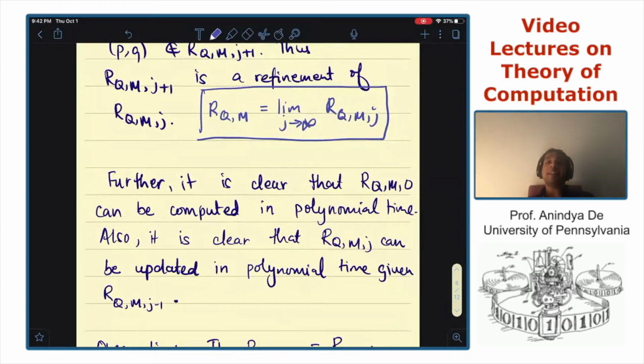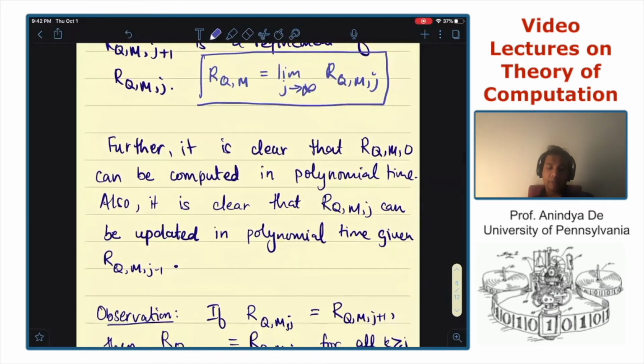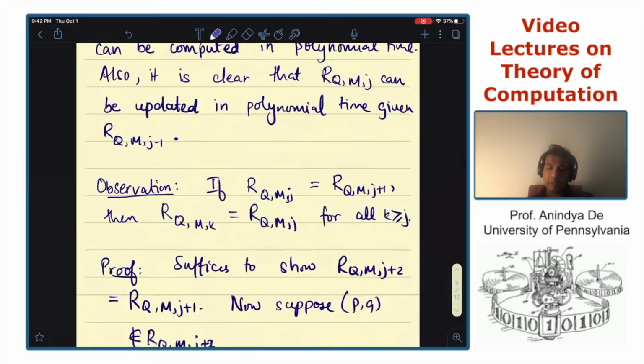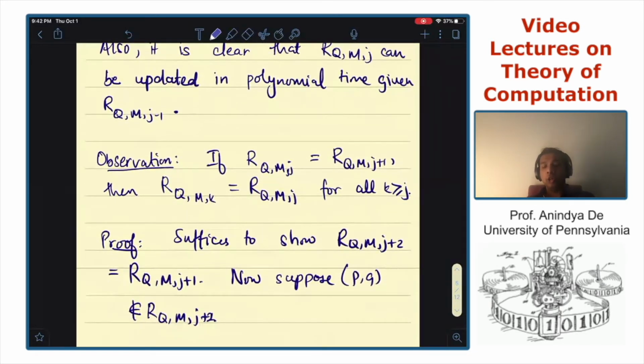So this means that given any j, I can compute the equivalence relation R_{Q,M,j}. And the running time would be polynomial in the number of states, the alphabet size, and j, because for each step from j minus 1 to j, you will always incur an additional polynomial time. Okay, so now we make yet another crucial observation.